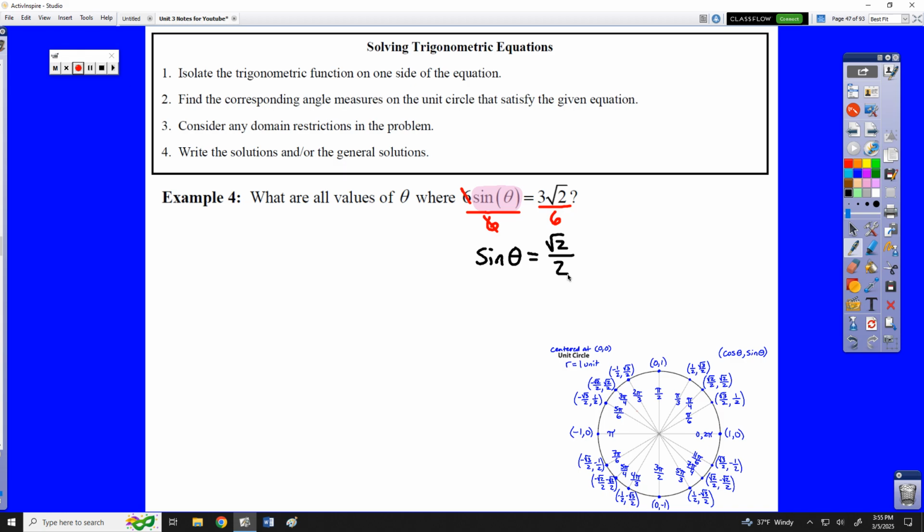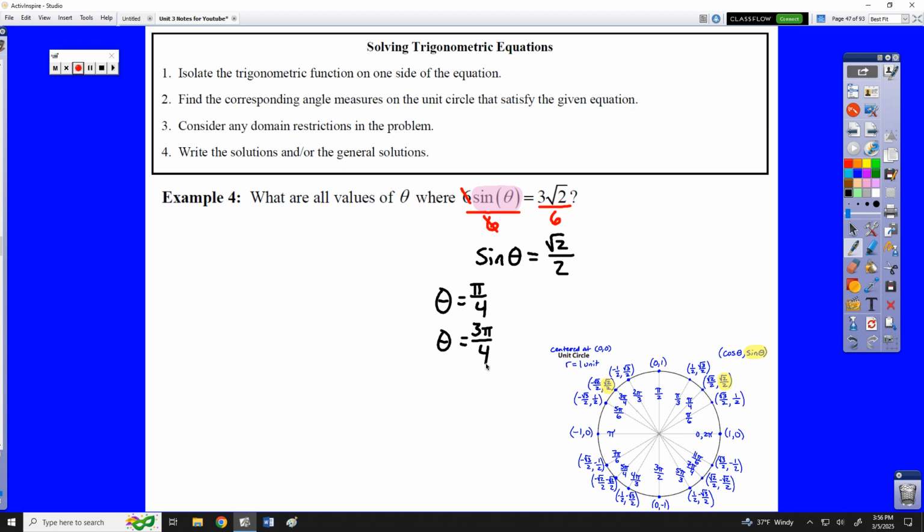So, from there, I go to my unit circle in my head, because we won't have it available to us on test day. We've got to know our values. And we look for any angle that has a y-coordinate of root 2 over 2. There are 2 values in the first rotation that satisfy this equation. They are pi over 4 and 3 pi over 4. Those are the angles in the first rotation that are solutions to this equation.